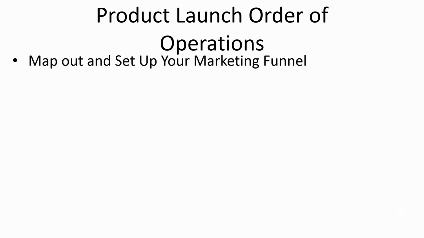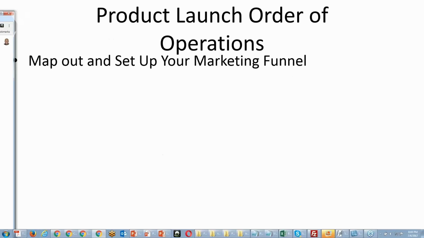Let's talk about the order of operations and the order that you need to do things. The first thing you're going to want to do is map out and set up your sales and marketing funnel. Let's talk about what that means. I'm going to open up Warrior Plus here. How many of you have set up a sales funnel on Warrior Plus before? If you haven't, this is going to be instructive for you. You've probably seen a number of people set up a funnel on JVZoo, so we're going to set one up on Warrior Plus.